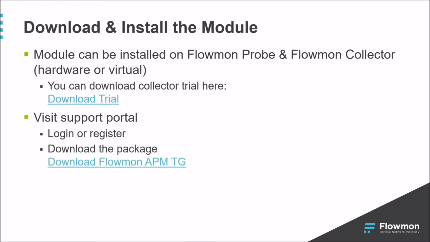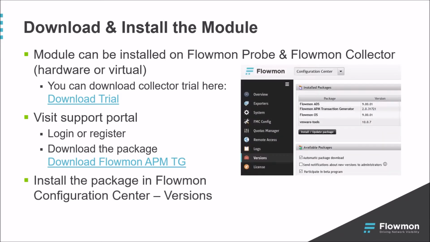When you have the Flowmon collector deployed, you can visit our support portal, login or register, and then you will be able to download Flowmon application APM transaction generator. You will download the package, which is installed through the web graphic user interface in the Flowmon configuration center versions. You will just click on the install package, choose the package you downloaded, and the transaction generator will be installed.